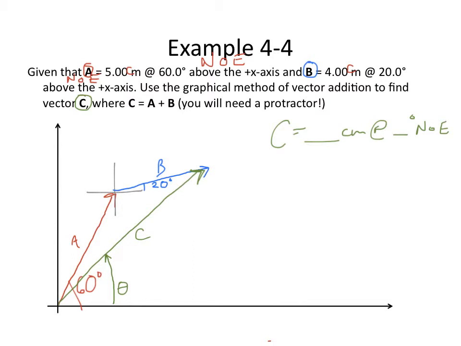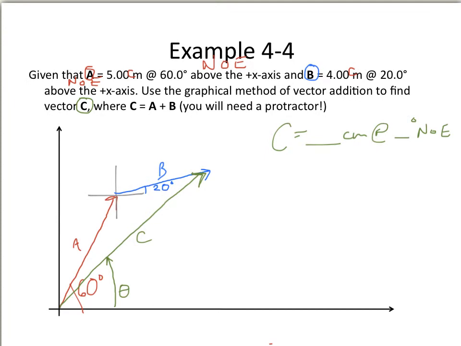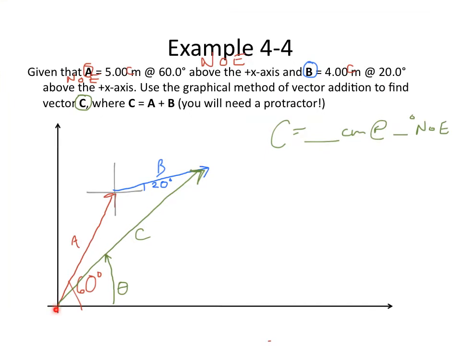Now remember I said you could do this in whatever order you wanted to? Let's say we started back here at the origin and you drew your B vector first. What would that look like? Well, it would look kind of like that. B vector, 4 centimeters long and 20 degrees north of east, right? 20 degrees off the x-axis.